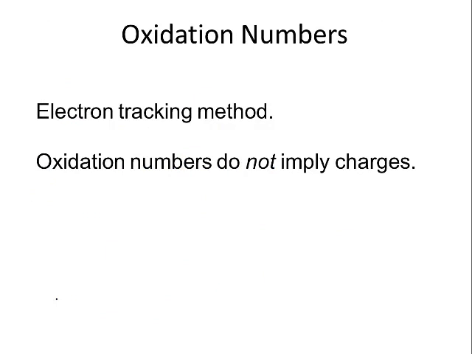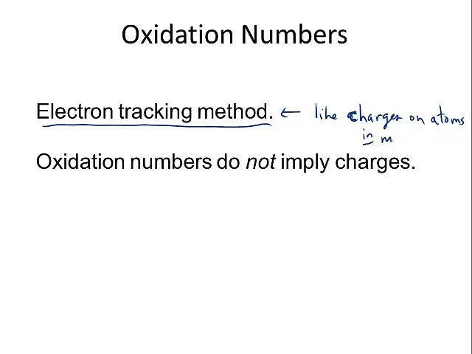The next thing we're going to do is look at more complicated compounds and more complicated ions for which the number of electrons on a particular species is not obvious. And that's using the idea of oxidation numbers. Oxidation numbers are an electron tracking method, and it's like assigning charges on atoms in molecules or polyatomic ions.